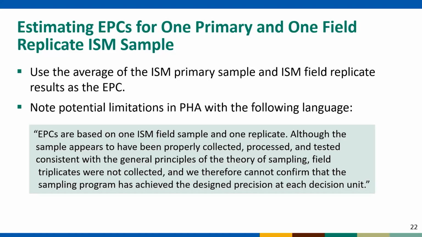As on the previous slide, suggested language for acknowledging the potential limitations of the data is shown in the green box here. And it reads, "EPCs are based on 1 ISM field sample and 1 replicate. Although the sample appears to have been properly collected, processed, and tested consistent with the general principles of theory of sampling, field triplicates were not collected, and therefore we cannot confirm that the sampling program has achieved the designated precision at each decision unit."